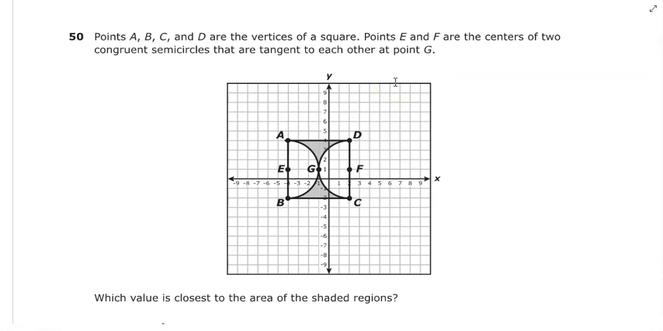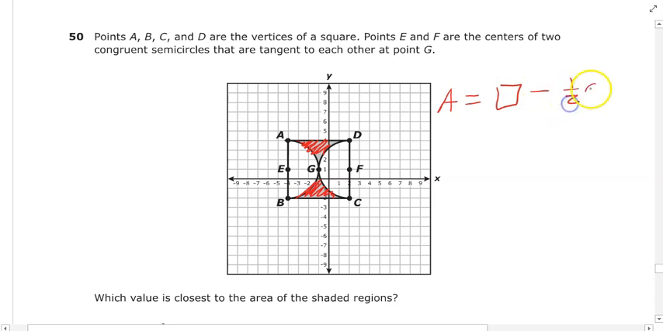So I know if I found the area of a square, that would be this whole region here, and I would need to subtract off half of a circle and half of a circle, and I'd be left with just the shaded region on there. So if I started with the entire square, and then I subtracted off the semicircle, I'd be left with the two shaded regions there. Okay, so area is going to equal the area of a square minus 1/2 of a circle minus 1/2 of a circle.